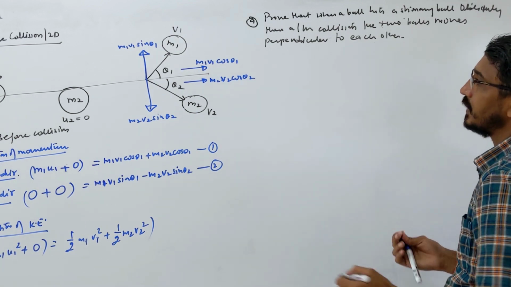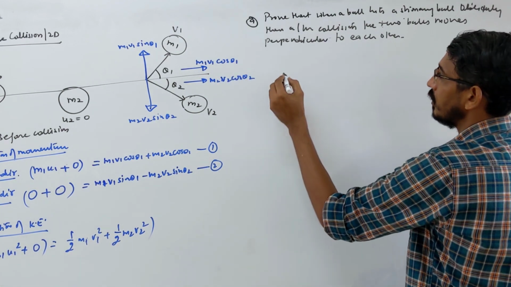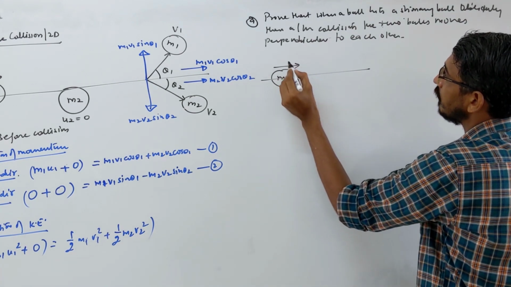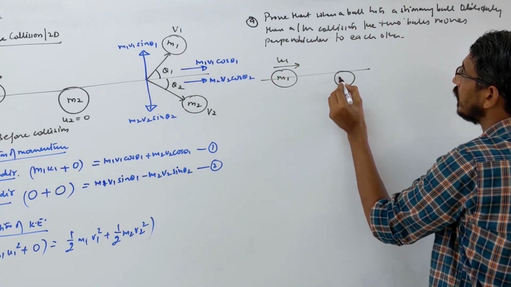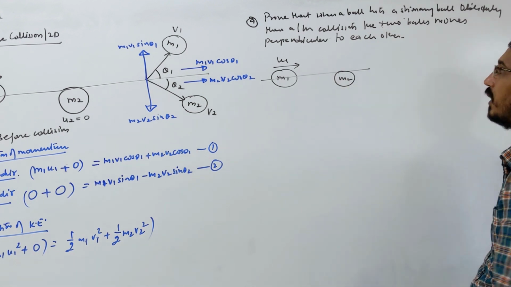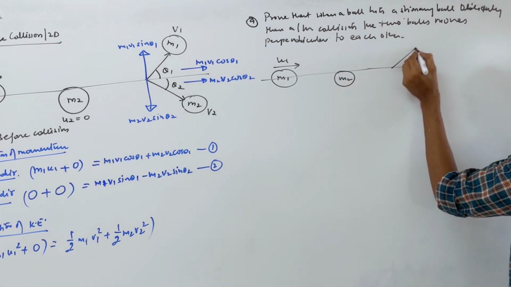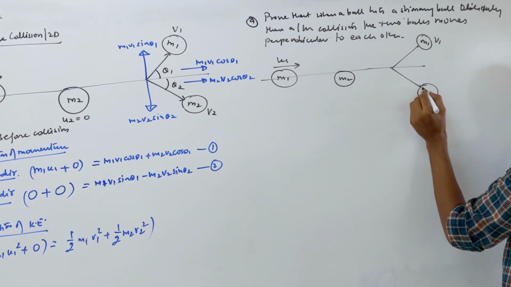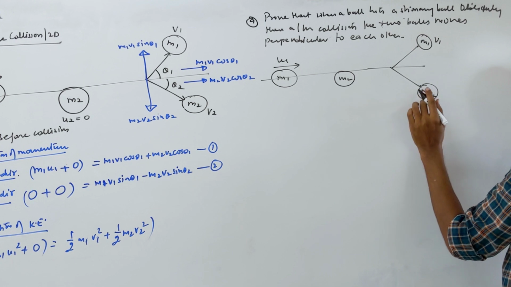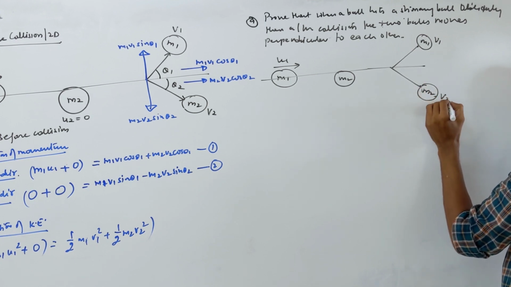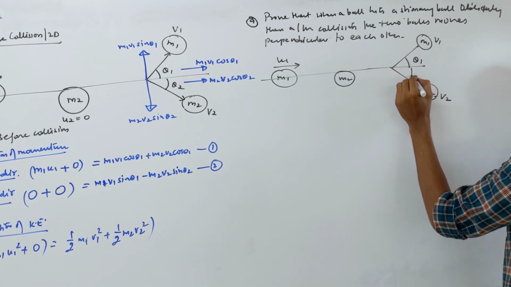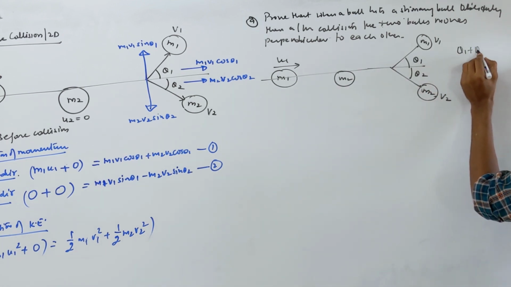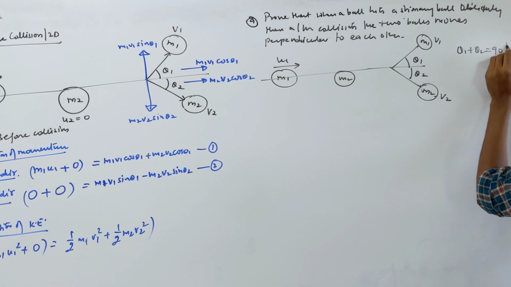So they said a similar situation only. There was a ball of mass m1 moving in some direction with velocity u1, another ball m2 was here, and it hit obliquely. Then after collision, prove that they move perpendicular. This is the ball of mass m1, velocity v1, and this ball of mass m2, velocity v2. This angle is theta 1, this angle is theta 2. We have to prove that theta 1 plus theta 2 should be equal to 90 degrees.